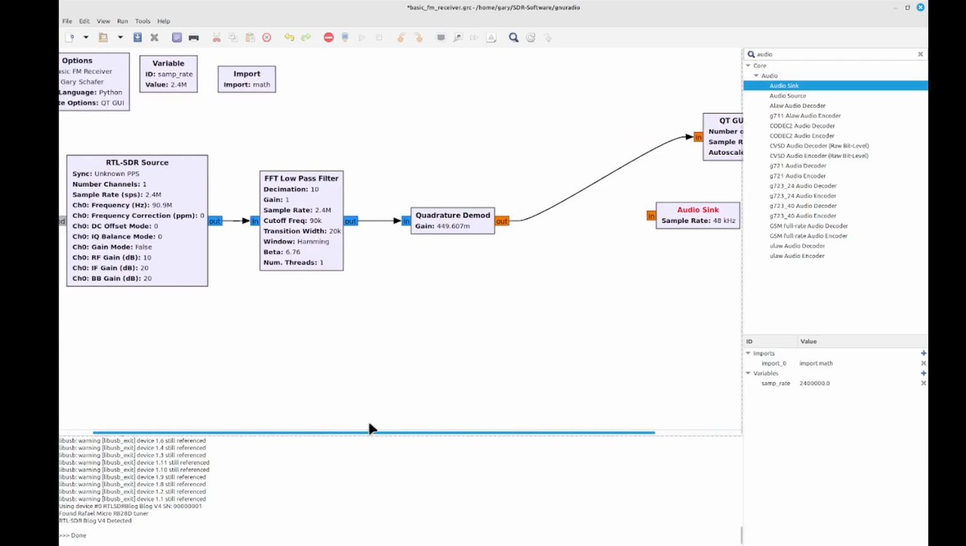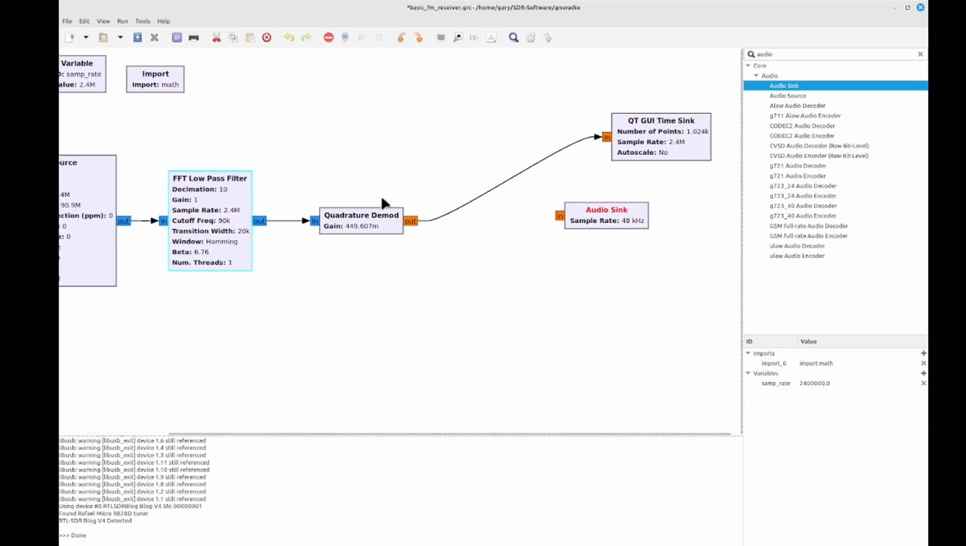So let's look at the various sample rates here. I've got my RTL-SDR source, which is coming out at 2.4 megs, goes through the filter. The filter decimates by a factor of 10, downsamples by a factor of 10, meaning it's coming out at 240 kilohertz. The frequency demodulator block does not change the sample rate, so it's still coming out at 240 kilohertz. So I need to go from 240 kilohertz down to 48 kilohertz.